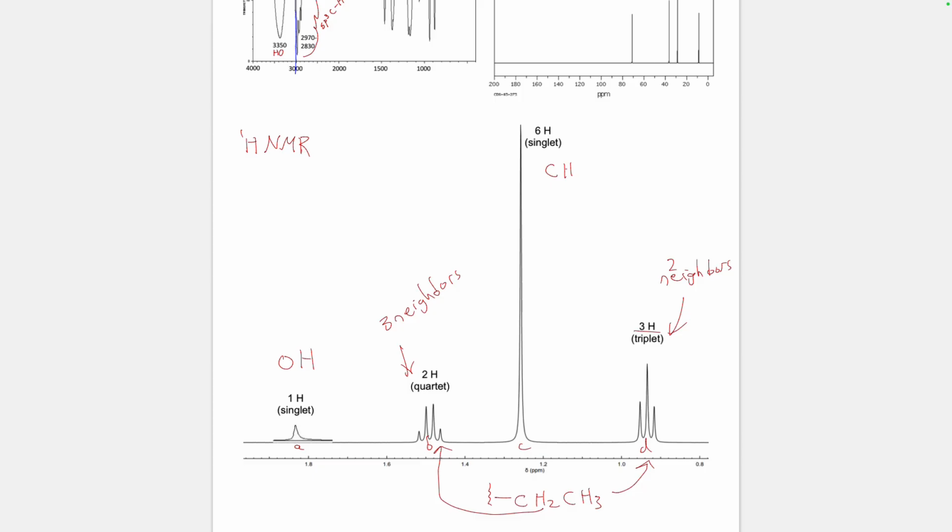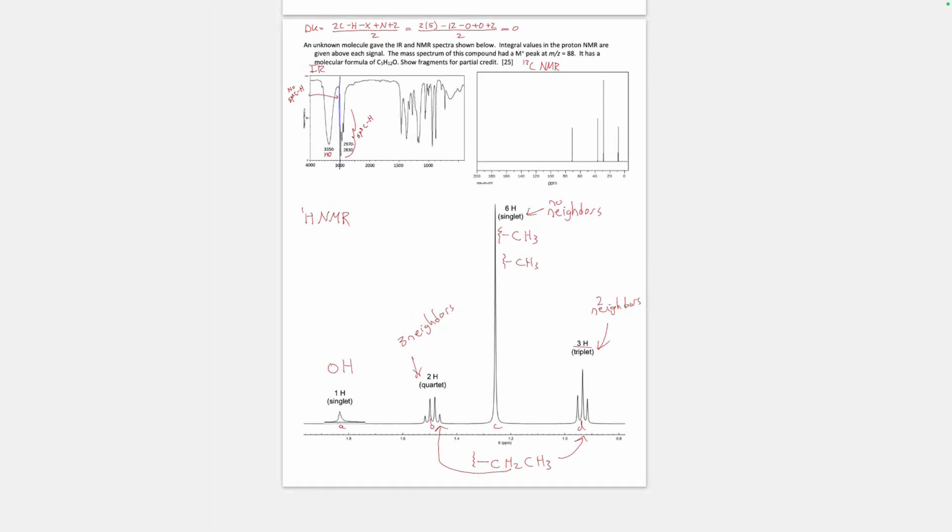So a CH3 that doesn't have any neighbors and an identical CH3 that doesn't have any neighbors. Because it's a singlet, there are no neighbor protons nearby. So these protons that are represented by that big singlet can't be next to any other carbon with H's on it. So we have to keep them isolated. All right, we've got some pieces. Let's do some math to figure out, since we know the formula, if we're missing anything.